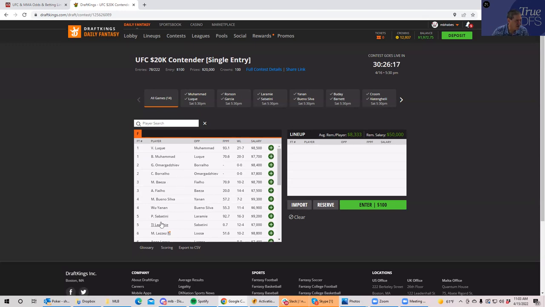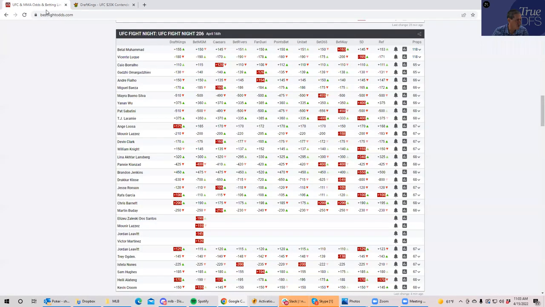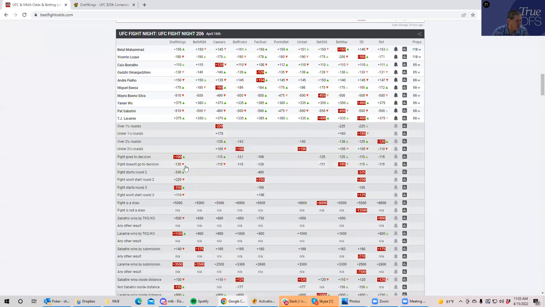So Sabatini against Laramie. This is one where you don't have a strong inside the distance prop. And the reason why, I mean, it's not bad. It's minus 130, but it's not obviously something that you'd like to see in a minus 500 favorite at 9,200. First of all, minus 500 is more a $9,400 price tag. And the only reason maybe he's 9,200 is because the algorithm is pricing in that this fight doesn't go to the decision line, which isn't that great.